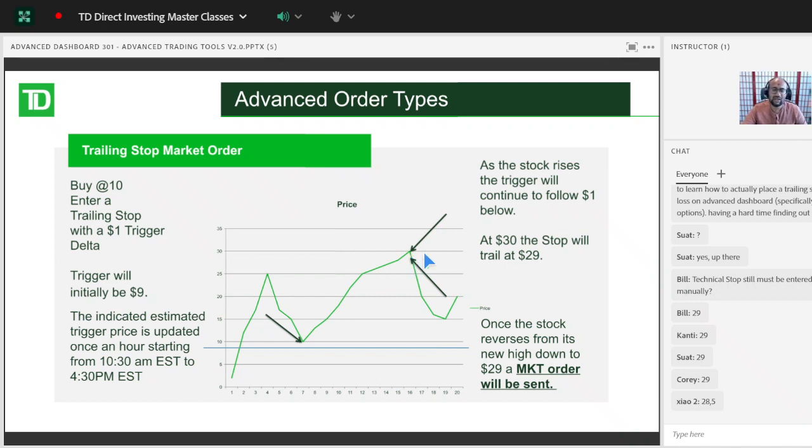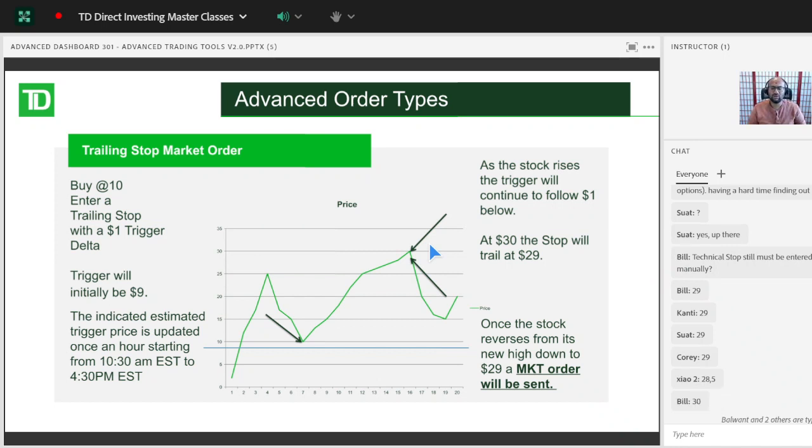If it then starts climbing up from 29.50 again to go up higher, let's say it goes to 31, now what do you think our price is going to be? What is our trigger price if the stock climbed up from there to 31? What will our trigger price be? 30. You guys got it. Okay.